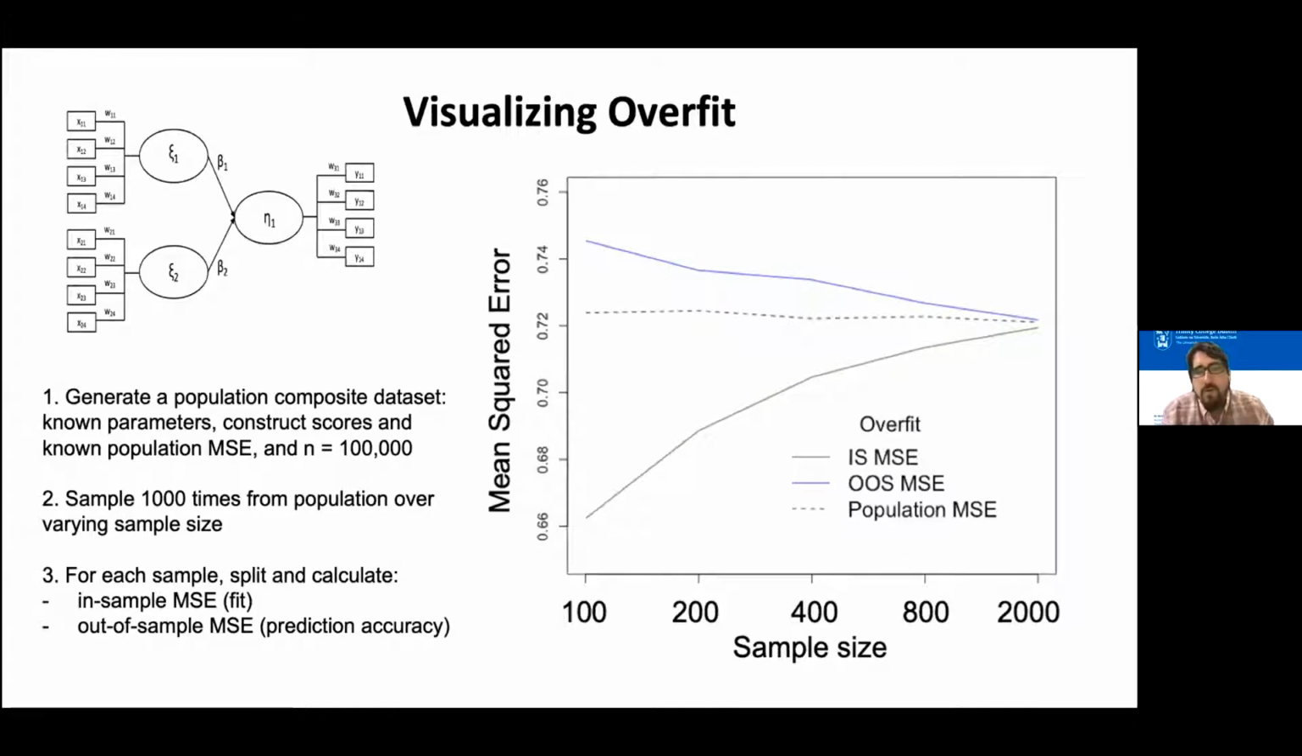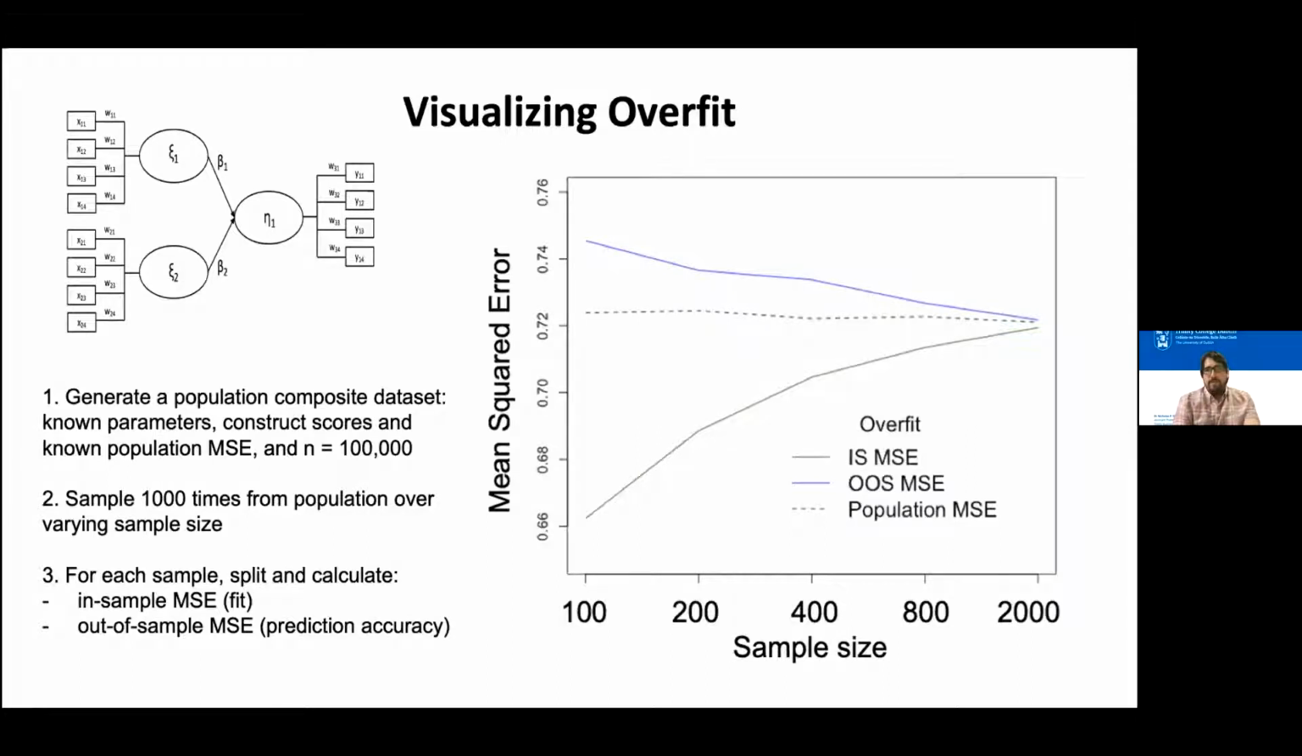Now, with MSE, a lower value is indicative of higher accuracy. So lower is better when you're talking about MSE. So on the right, I've attempted to visualize my results. For each sample size, I've indicated the mean in-sample MSE across the 1,000 samples. And then I've visualized the mean out-of-sample MSE. And I've shown the known population MSE in a dashed line.